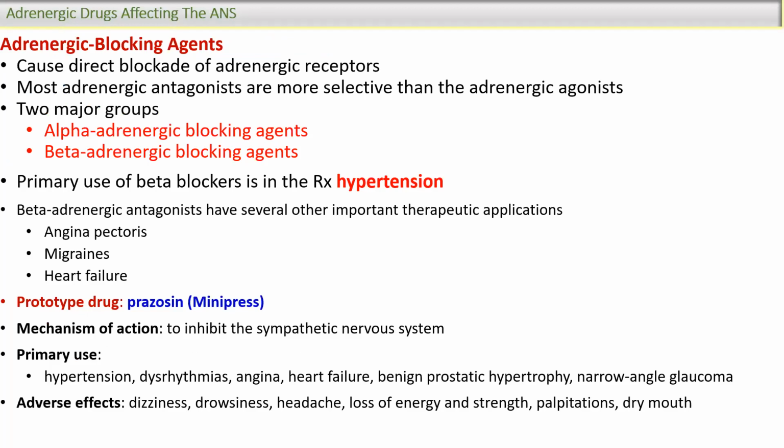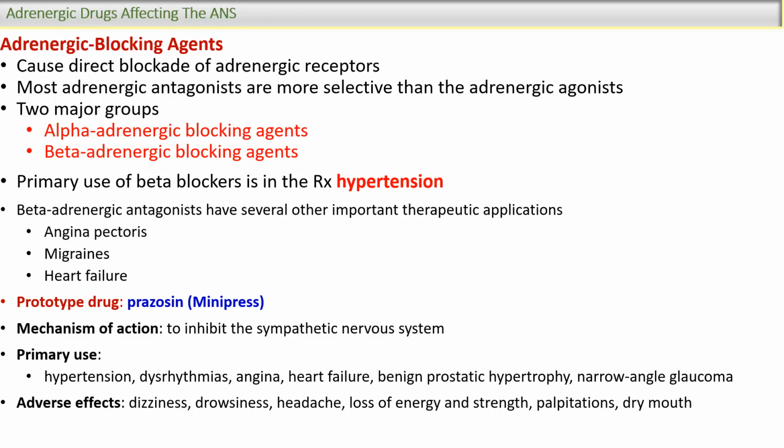Now, the adrenergic blocking agents, also called beta blockers, beta antagonists, beta inhibitors, it's the same. Adrenergic blocking agents can be alpha or beta actually. When we say adrenergic blocking, it means alpha blockers or beta blockers, alpha inhibitors or beta inhibitors, since adrenergic covers both alpha and beta receptors. So it should include both alpha adrenergic blocking agents and beta adrenergic blocking agents.